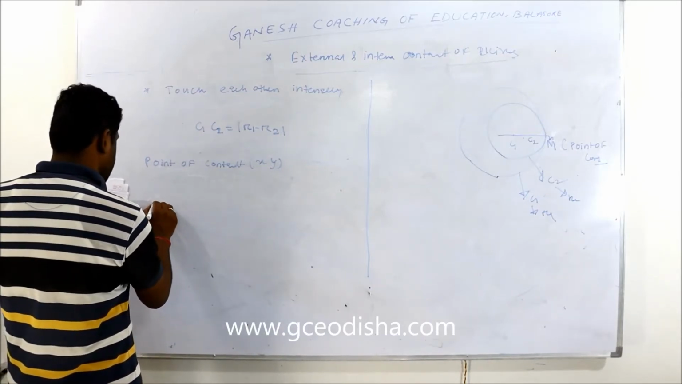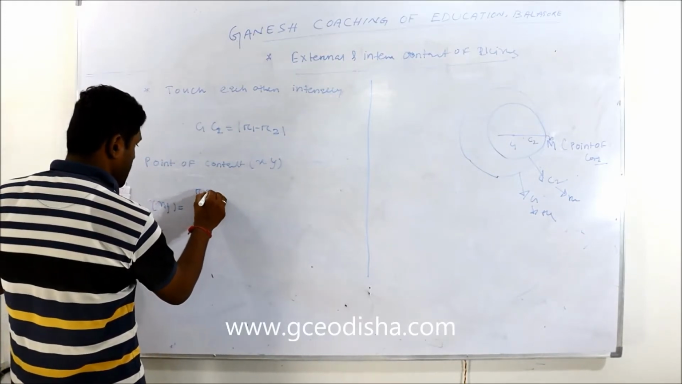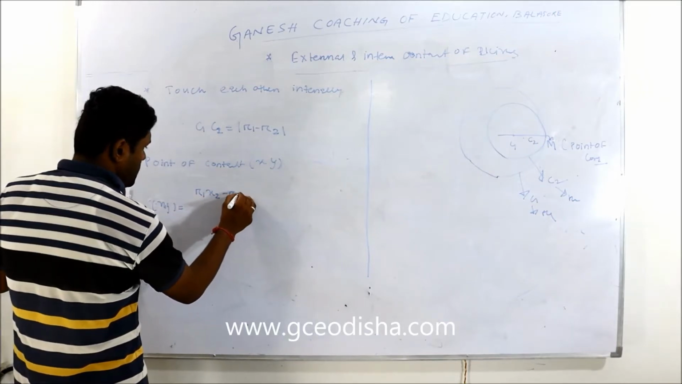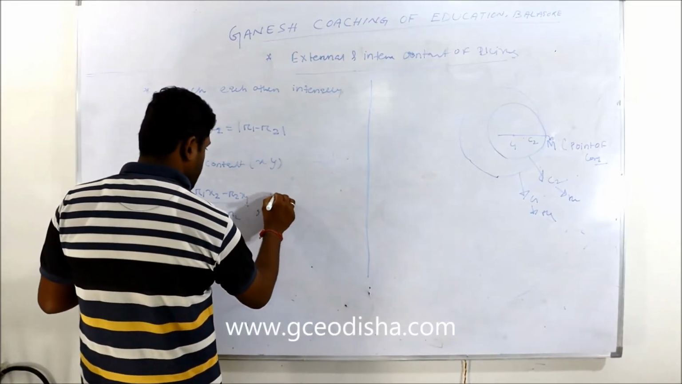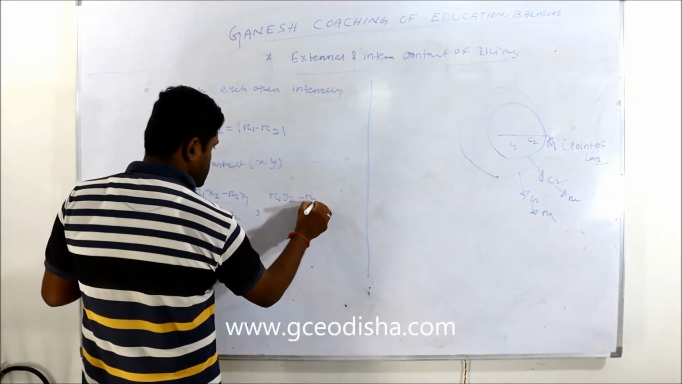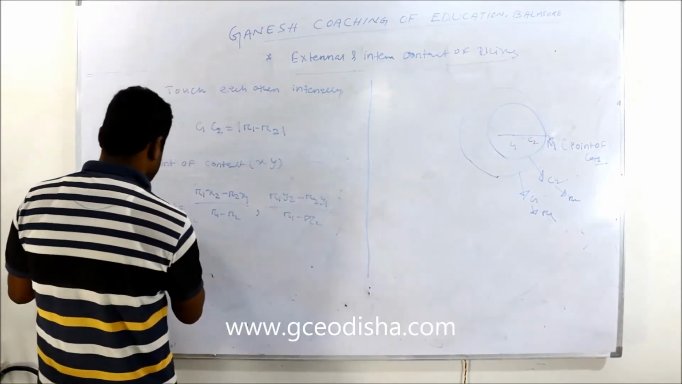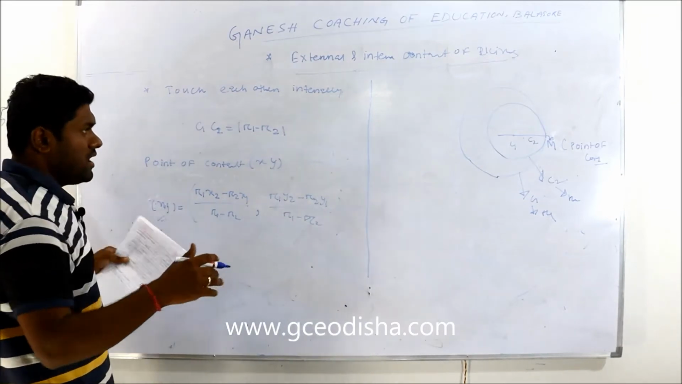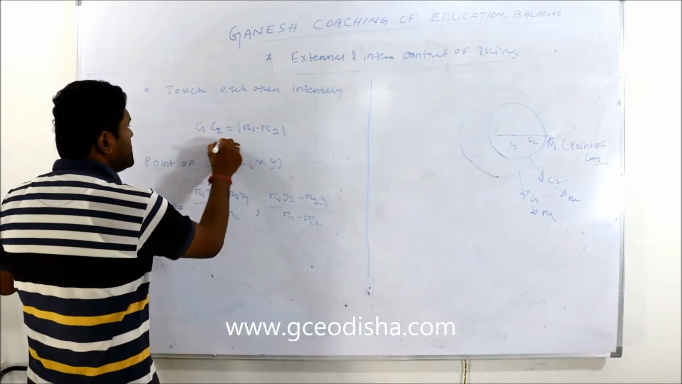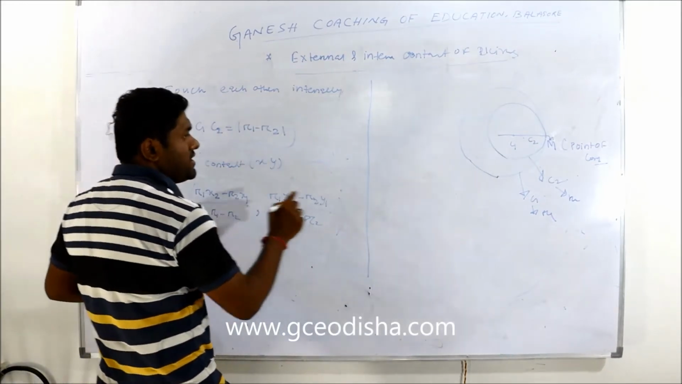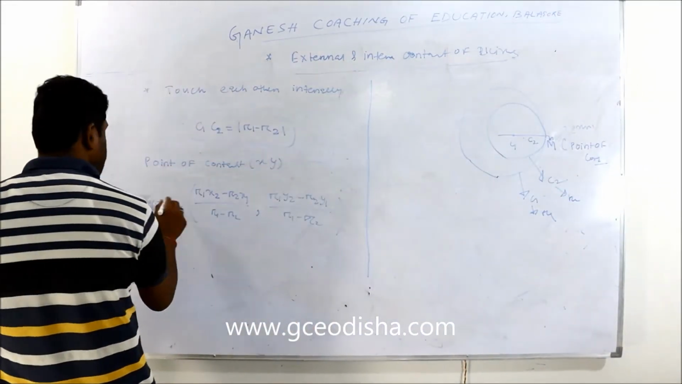Then the point of contact (x, y) is equal to (R1x2 minus R2x1) divided by (R1 minus R2), and the other coordinate is (R1y2 minus R2y1) divided by (R1 minus R2). Then this is the point of contact when two circles touch each other internally. This is the condition, and this point M (x, y) is the point of contact.